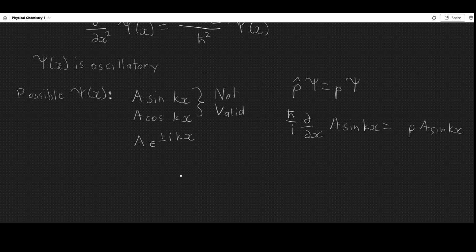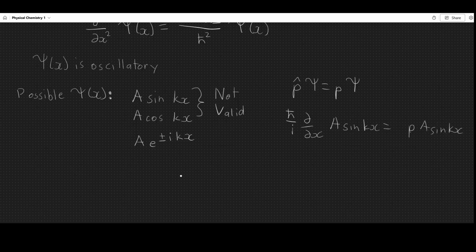And the opposite is also true for cosine, because if I take the derivative of cosine, I'll get a negative sign on this side, and this side will still be a cosine. And so both of these clearly don't work. You could work this out if you want and check it. So the only one that actually works is A e to the plus or minus ikx, because if I take the derivative once, I still am left with this general ikx exponent on both sides of this momentum eigenvalue equation.